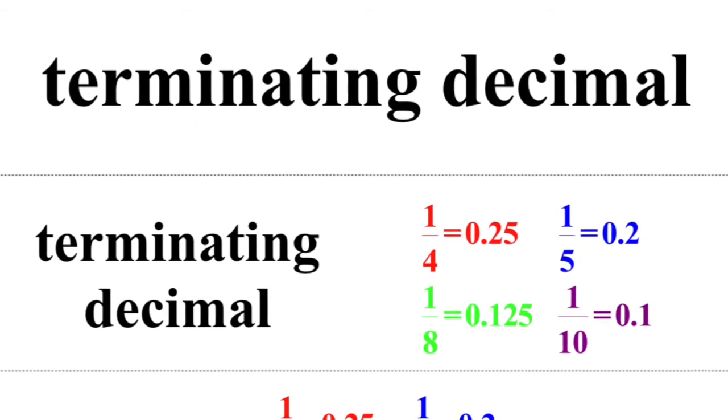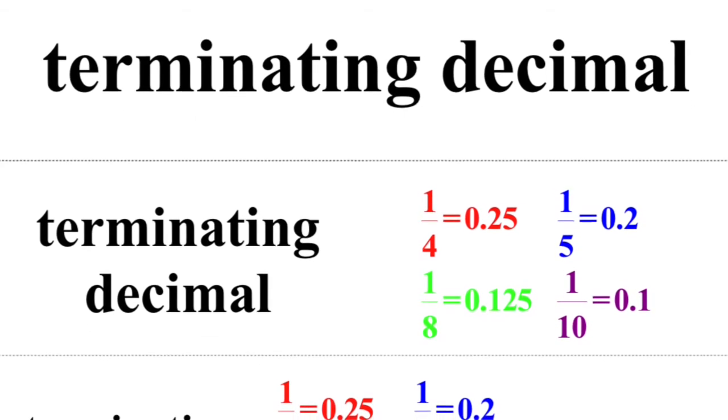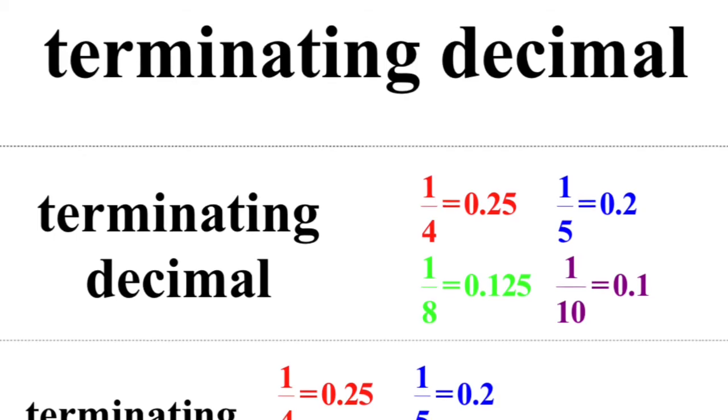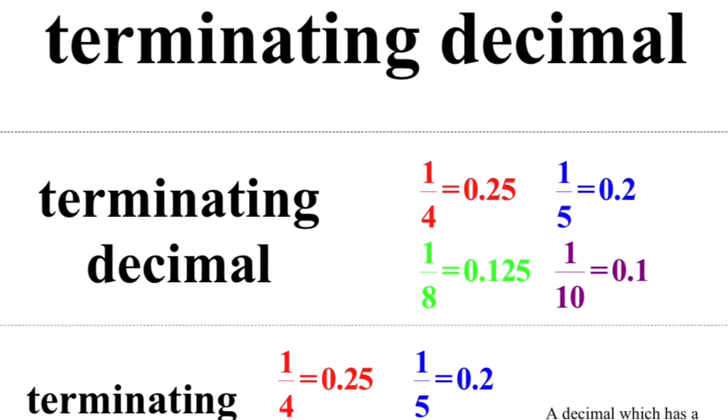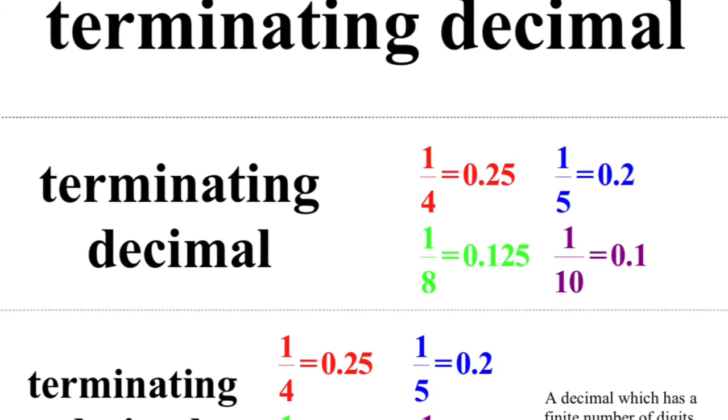A terminating decimal is a decimal that stops. For example, 0.25 stops, so it's a terminating decimal.